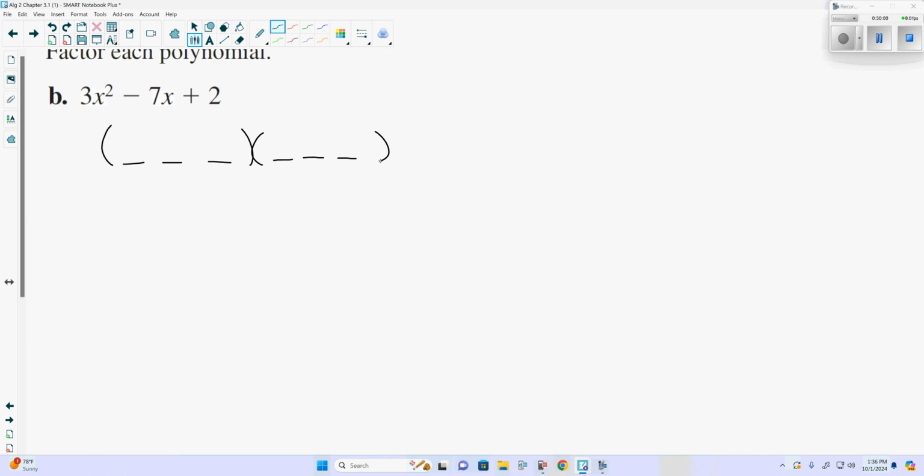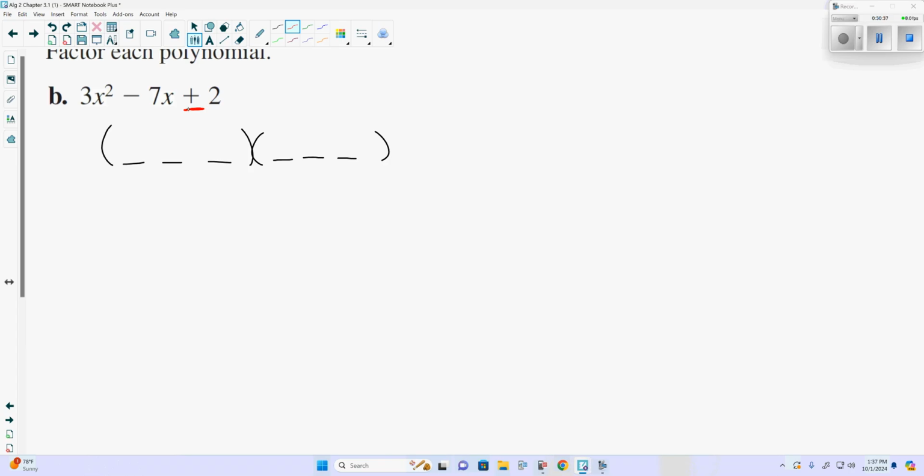And since there is no greatest common factor, we're going to go on to step number 2. Our 2 sets of parentheses with 3 spaces. Step 3, sign the signs. If the third term is positive, the signs are the same and match the sign of the middle term. If the third term is negative, the signs are opposite. So here, what's the sign of our third term? Plus. Our third term is positive 2. So the signs are the same, and they match the sign of the middle term.